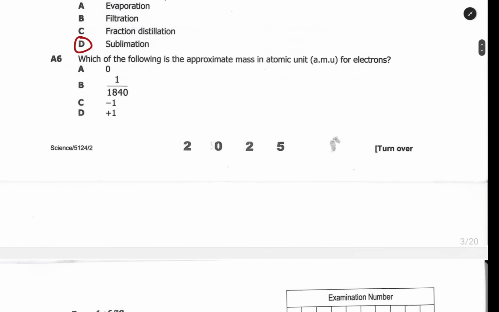Question 6: which of the following is the approximate mass in atomic units for electrons? The answer is B.